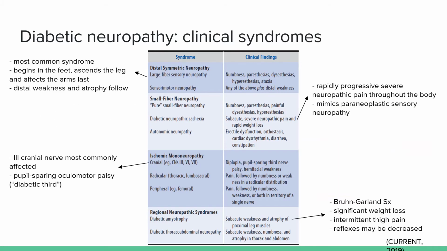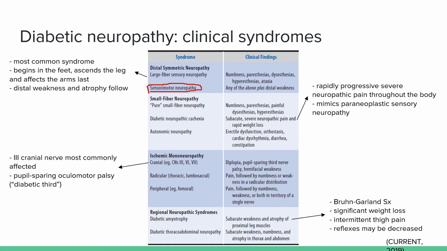In this table, we can see the clinical syndromes we can find in diabetic neuropathy. The most common syndrome is sensory-motor neuropathy. This usually begins in the feet, ascends the legs, and affects the arms last. The sensory symptoms are numbness, paresthesia, dysesthesia, hyperesthesia, and ataxia, meaning there are positive or negative sensory symptoms. Then there is distal weakness and atrophy of the limbs.